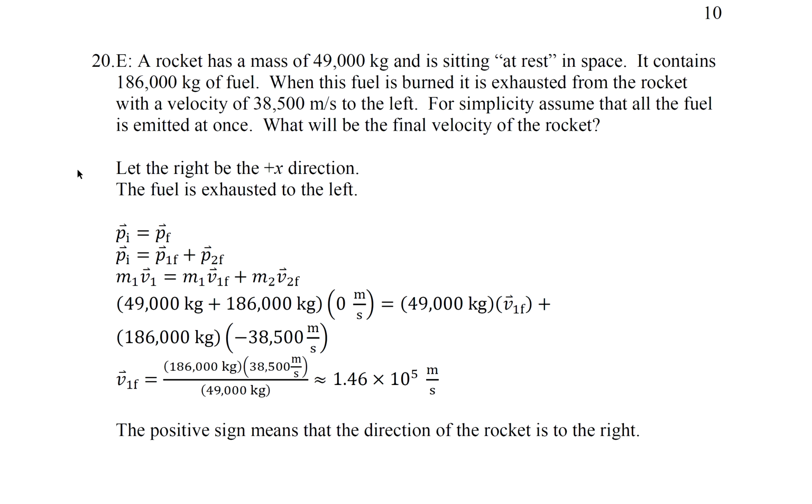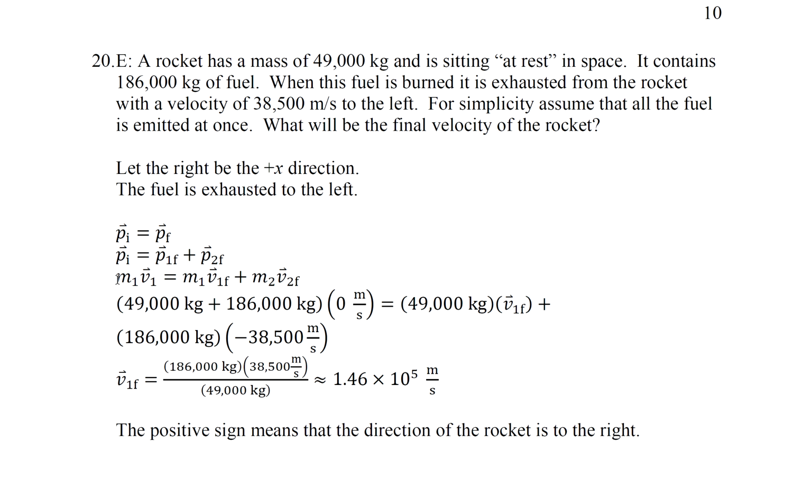So let the right be the positive x direction, and let's let the fuel be exhausted to the left, because that's given to us. So this is the law of conservation of momentum. The total momentum in the beginning equals the total momentum in the end. So draw 2 images. First, the rocket at rest, that's the initial image. The final image is the rocket going to the right and the gas going to the left.